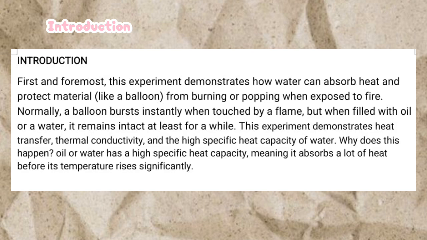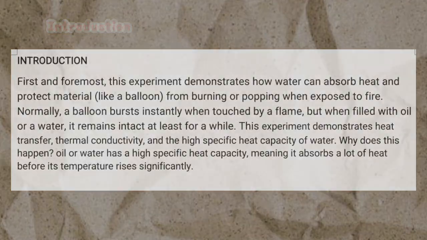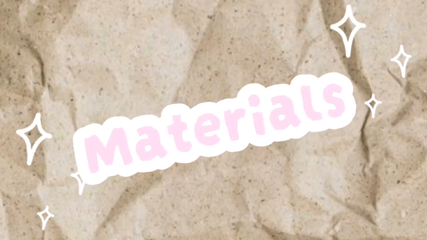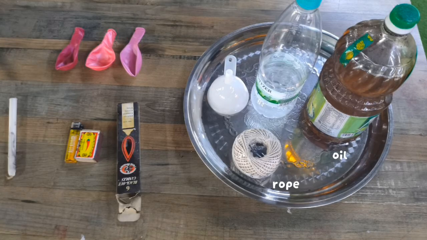Why does this happen? Oil or water has a high specific heat capacity, meaning it absorbs a lot of heat before its temperature rises significantly. Materials: rope, oil, water, funnel, candle, matches, and balloons.